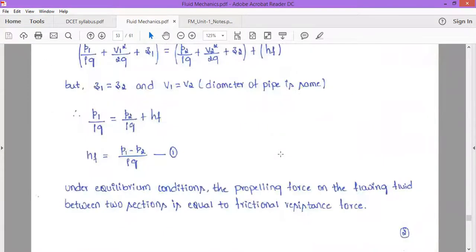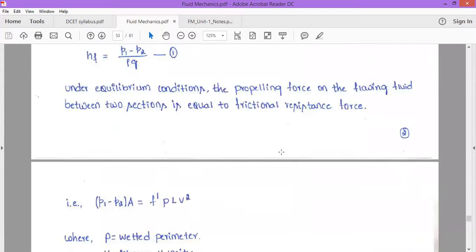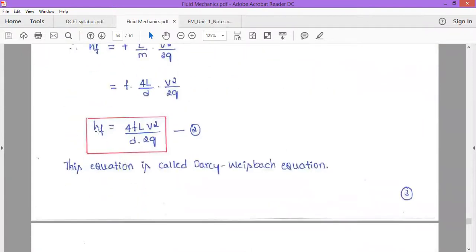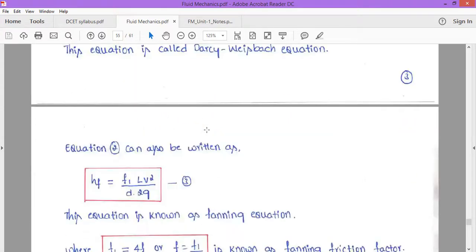Now we don't have any derivation in our syllabus. Let us directly go for the final equation. The head loss due to friction hf is given by 4fLV square divided by D into 2g. This is known as the Darcy-Weisbach equation, where hf is the head loss due to friction, 4 is a constant, f is the friction factor that can be obtained from Moody's plot for a given velocity, the diameter of the pipe and the Reynolds number. And L is the effective length of the pipe, V is the velocity of the fluid, D is the diameter of the pipe, and g is the acceleration due to gravity.